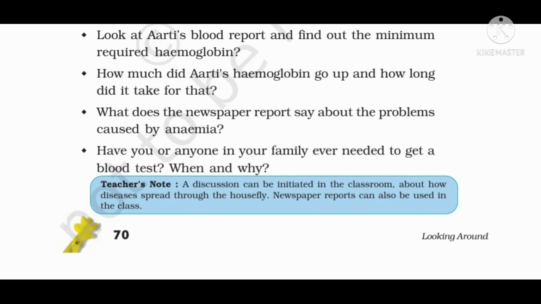So now let us move and see what's given in the text again. Look at Aarti's blood report and find out the minimum required hemoglobin. How much did Aarti's hemoglobin go up and how long did it take for that? That's something you need to figure out and write the following in your copies. What does the newspaper report say about the problems caused by anemia?